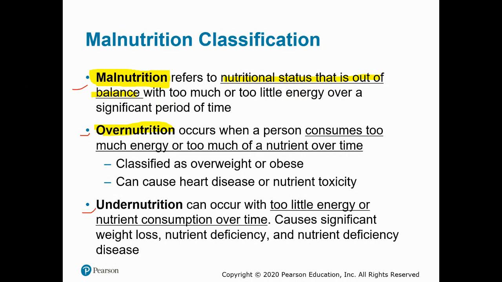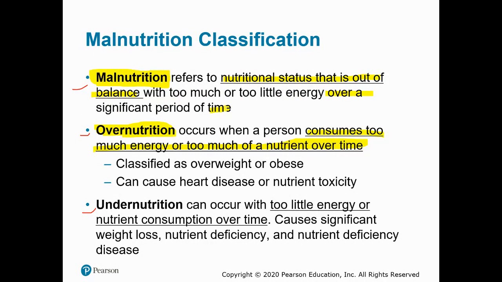Overnutrition, more, too much maybe. This occurs when a person consumes too much energy or too much of a specific nutrient over time. So this is important too, is over time, right? Not like today. Like I ate too much pizza today, or I consumed too much alcohol today, or I did a mega dose of vitamin C today. That's not malnutrition, that's not overnutrition. That's like today you had too much. Malnutrition, overnutrition, and undernutrition are looking over time.